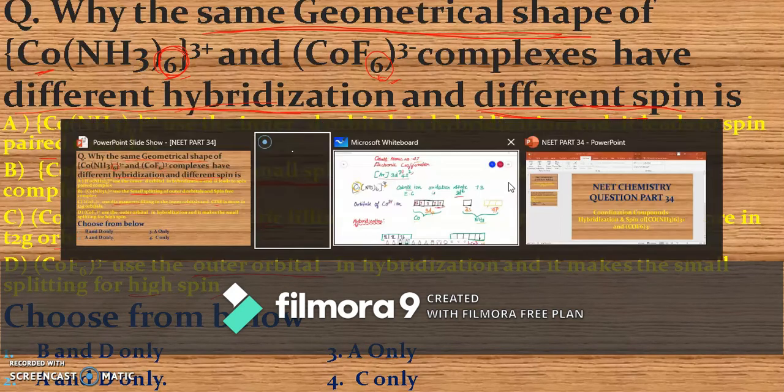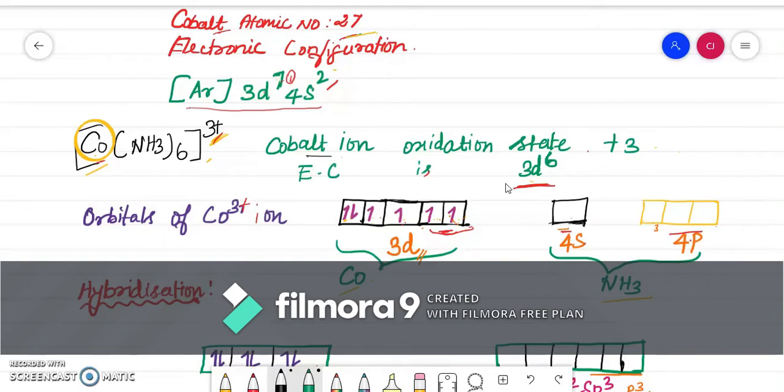Okay, let's see here. I'll give the electronic configuration with the atomic number. Cobalt has atomic number 27, as you know from earlier, right? I have given it here, and the electronic configuration is argon 3d7 4s2. This is the electronic configuration for cobalt. For the particular complex I have taken here, [Co(NH3)6]3+, the cobalt ion has oxidation state +3.